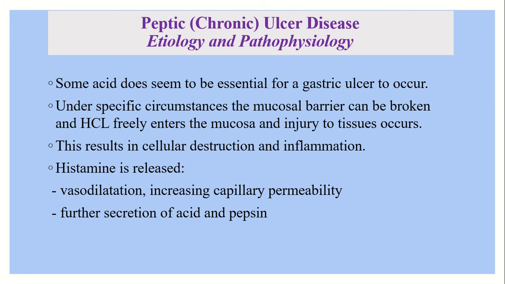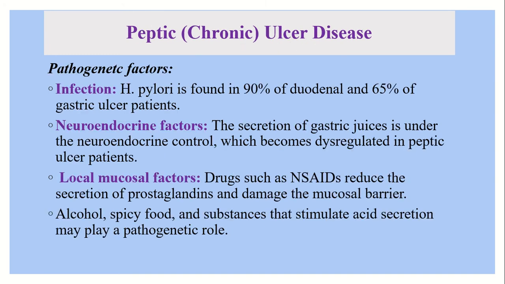About the etiology and pathophysiology of peptic ulcer disease, some acid does seem to be essential for a gastric ulcer to occur. Under specific circumstances, the mucosal barrier can be broken and the hydrochloric acid freely enters the mucosa and injury to tissues occurs. This results in cellular destruction and inflammation. After this, histamine is released from the mast cells, resulting in vasodilatation, increased capillary permeability, and further secretion of acid and pepsin.